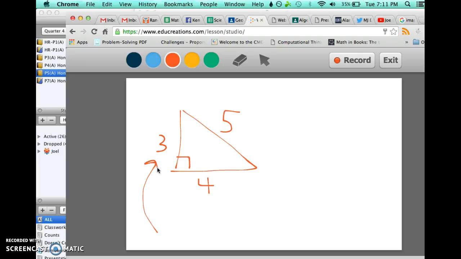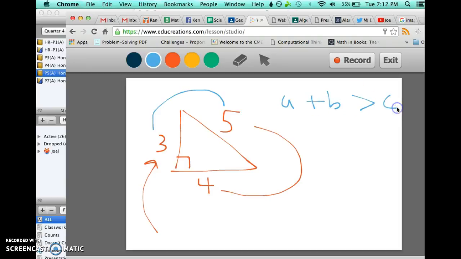And it works for all sides. 4 plus 5 is greater than 3. And 5 plus 3 is greater than 4. A plus B is greater than C. Always. Doesn't matter which side you pick. You cannot have one side that is bigger than the other two combined.